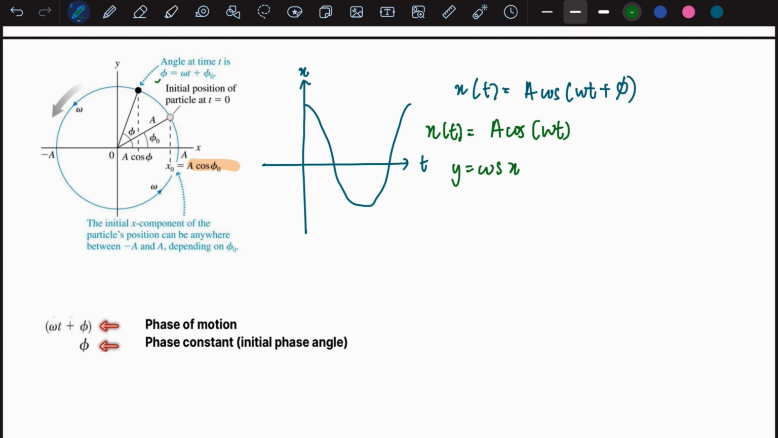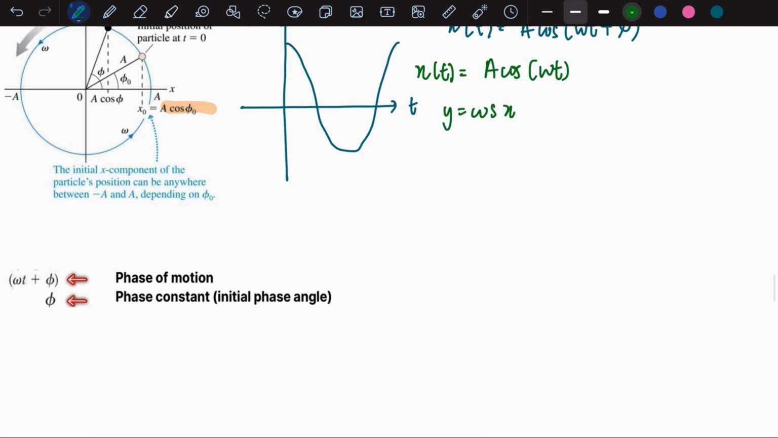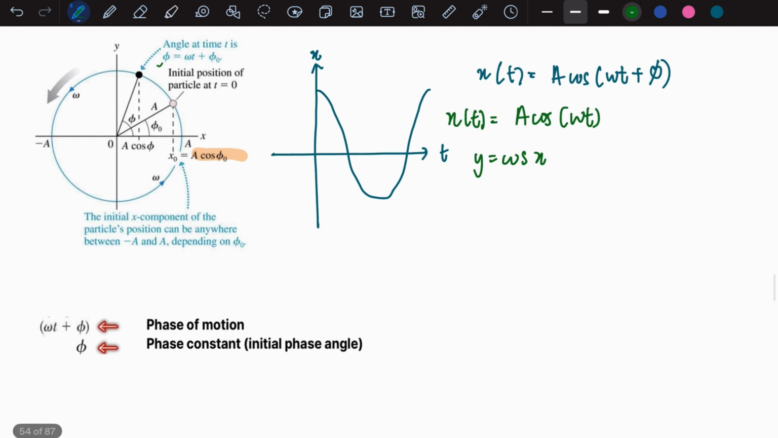I have said before, in my previous video, that the phase constant is basically the angle that you shift, whether to the right or to the left. But I did not mention that phase constant is also known as the initial phase angle. That is something that I learned today. And why is it called the initial phase angle?